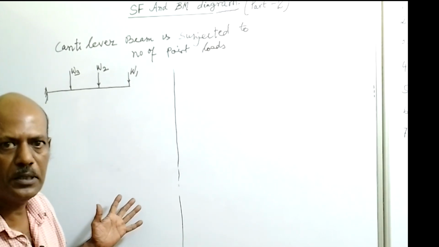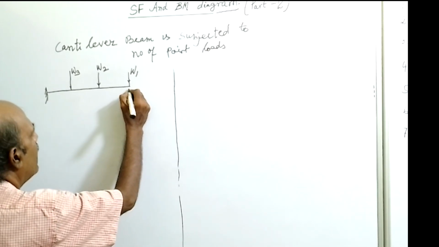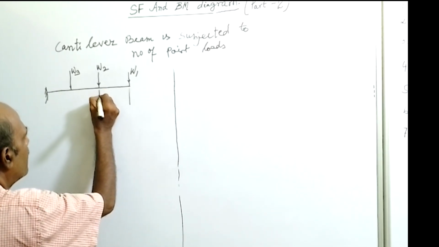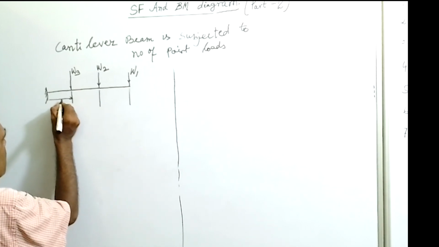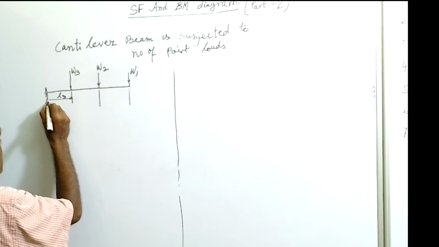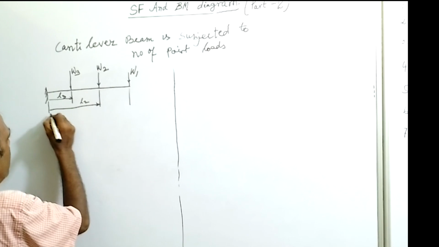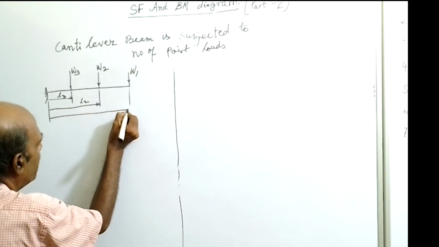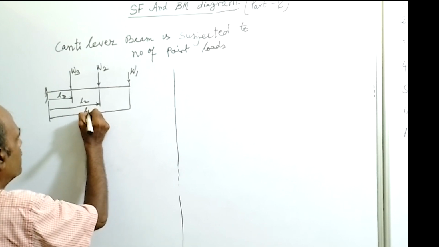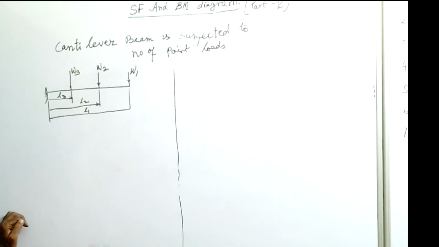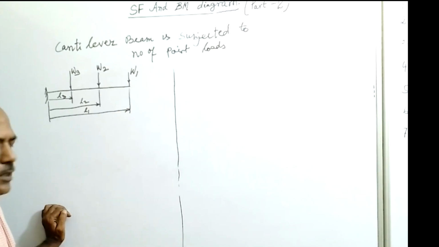W1, W2 and W3, three point loads, are acting over the beam. Let the length of the beam, and the distances of the points where the loads are acting, be given as follows: this distance is given by L3, this distance is given by L2, and this distance is given by L1.